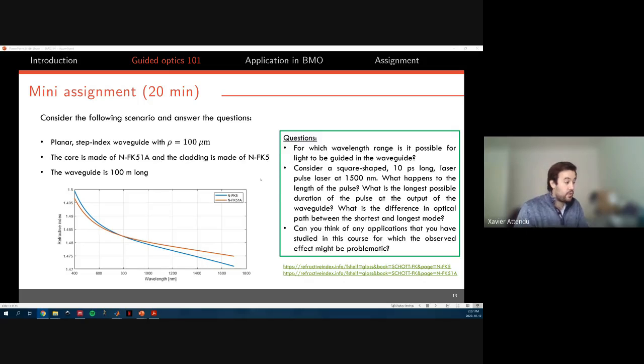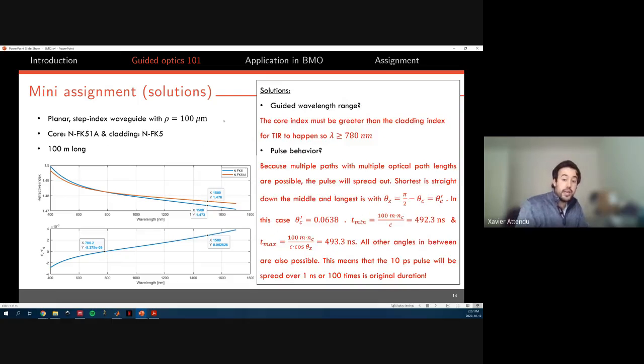And therefore what happens is if you do the calculation, you see that there's a full nanosecond difference between the shortest and the longest travel time. Okay, so that means that if you send a 10 picosecond pulse, it can potentially spread until it's a 1 nanosecond pulse, which is 100 times its original duration, right? So one of the examples that you didn't see in this course is telecom.